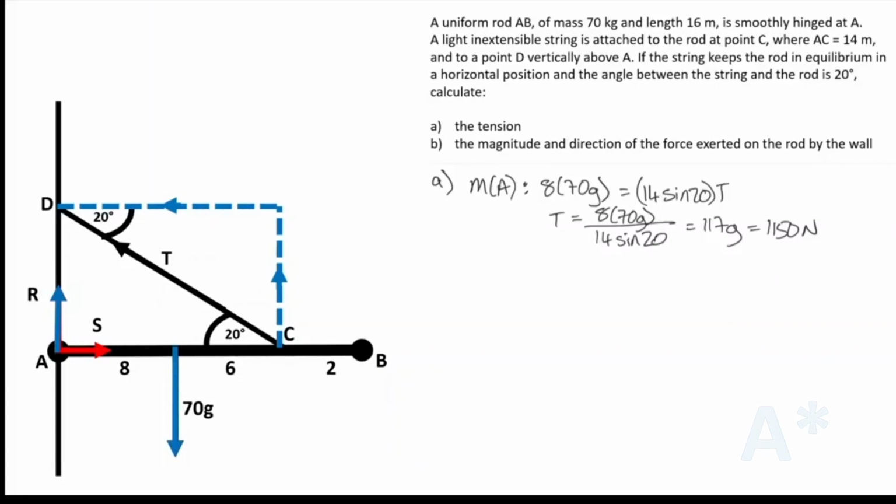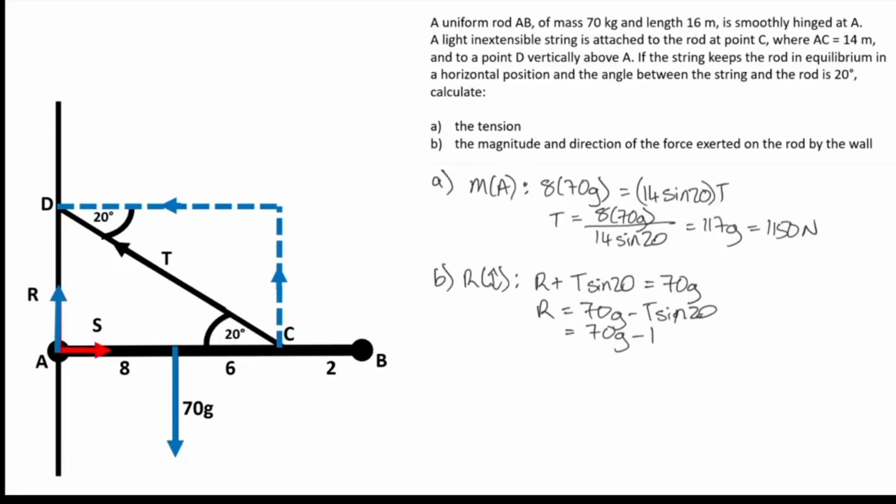I'm going to start with the vertical. So the vertical forces are 70g and this vertical component. We can say that R plus the component, which is t sine 20, R plus t sine 20 equals 70g. Rearranging that and substituting our value for t, we can say that R is 294 newtons.